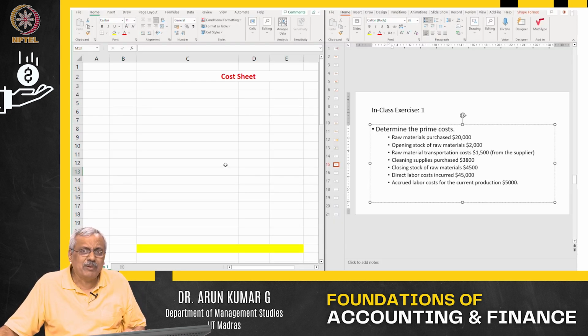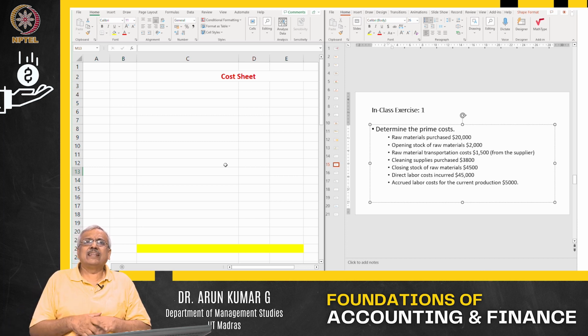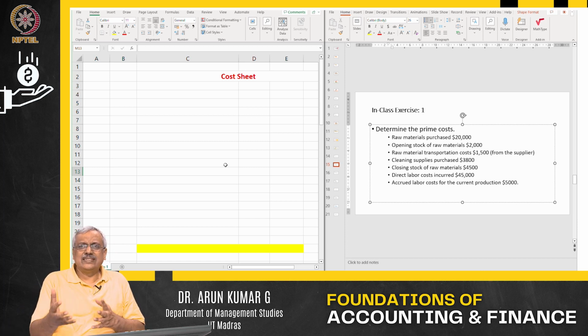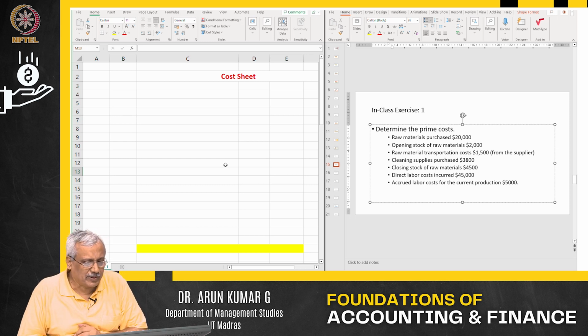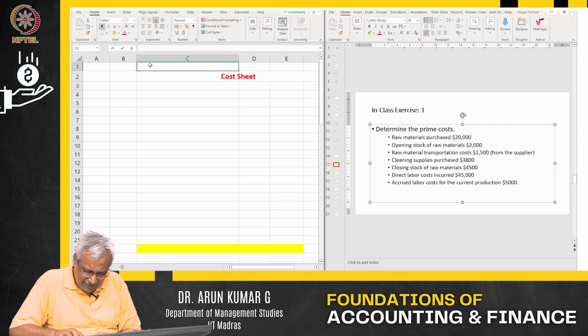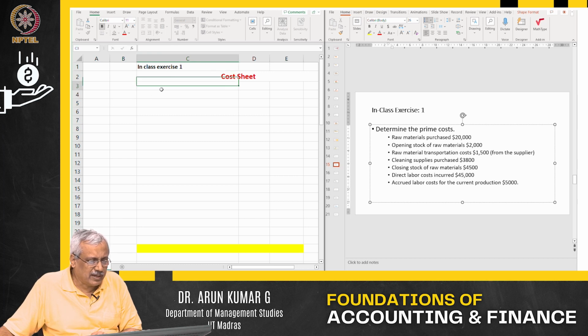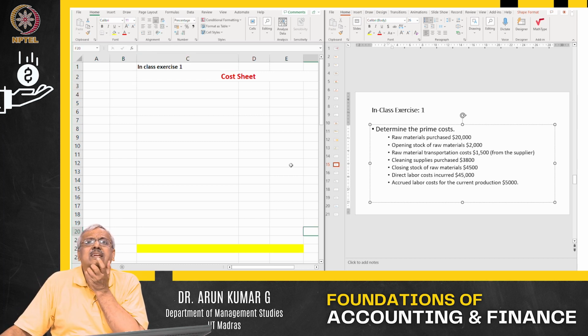When I am going to do the prime cost from this, let me use an Excel sheet. I have done the screen sharing in such a way that you can see the problem as well as the solution that I am going to type out. I am looking at in-class exercise 1. Determine the prime cost. Let's solve the first exercise, in-class exercise 1.